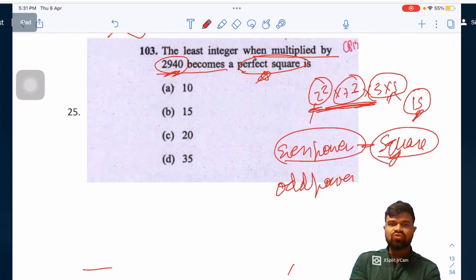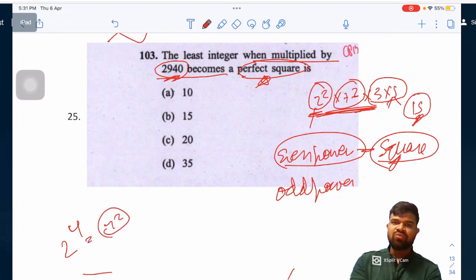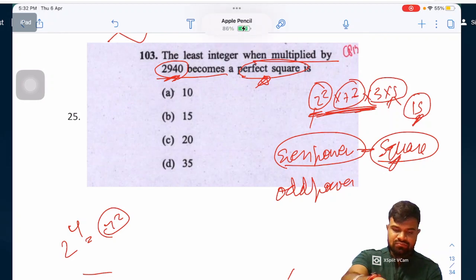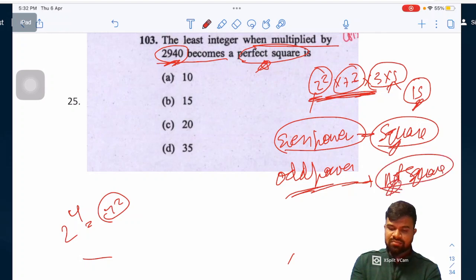Similarly in this case, 2 squared, 7 squared. Even powers, or if it is 2 to the power of 4, then it is 4 squared. So even powers are always squares because they are divisible by 2 and can be converted into the form of a square. Odd powers are not squares. Sorry for the pencil disruption.